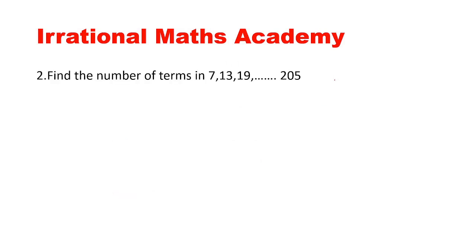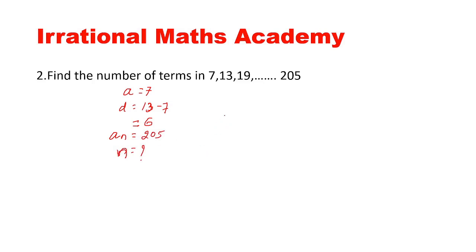Next, find the number of terms in this AP series. Let me write down. A value is what? 7. D value is what? 13 minus 7, you can find it out, or 19 minus 13 also okay. What will I get here? 6. An value they give, how much? 205. What we are supposed to find out? N value we are supposed to find out.